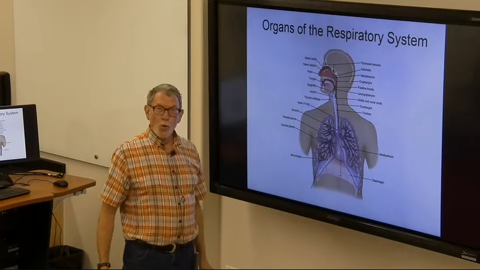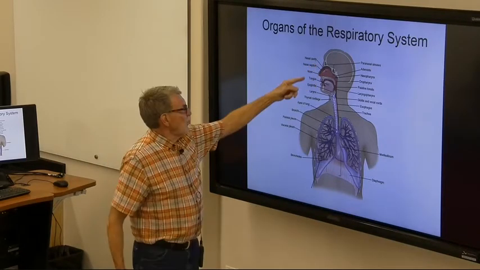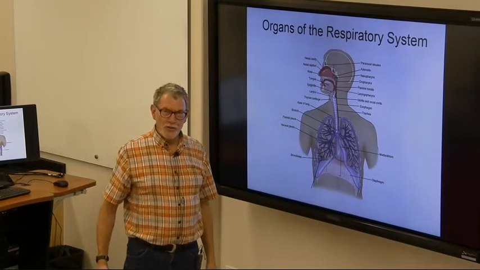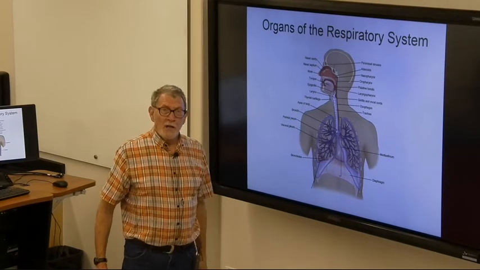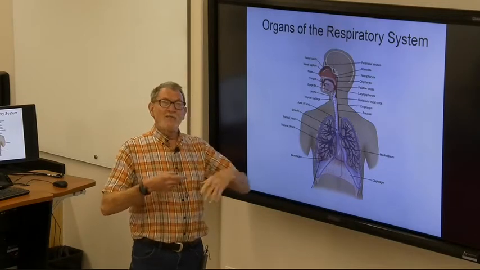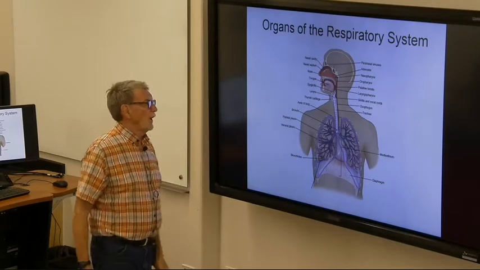Sinuses are actually holes in your skull that communicate with your nasal passages. They allow pressure changes to occur. They make your skull lighter, and they give more resonance to your voice as well.